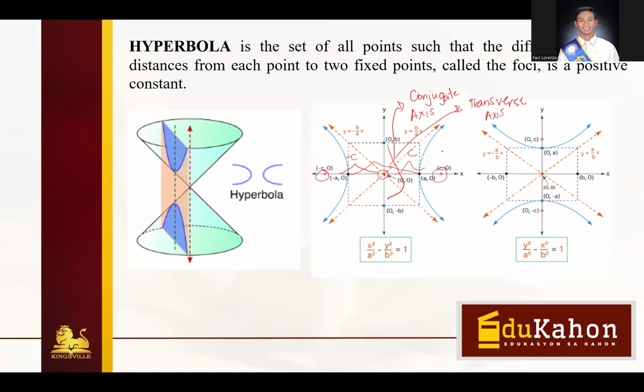Again, if the graph of your hyperbola is vertically oriented, then the transverse axis and conjugate axis also interchange their parts. For this part, this is your transverse axis. And for this part, this is what we call your conjugate axis.